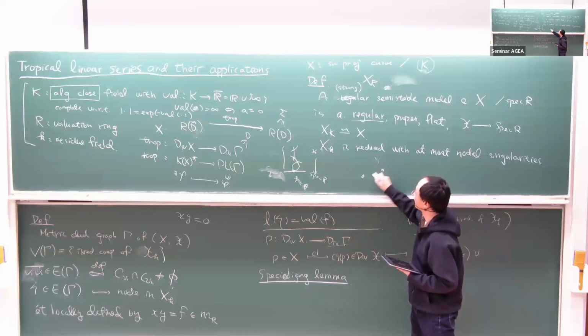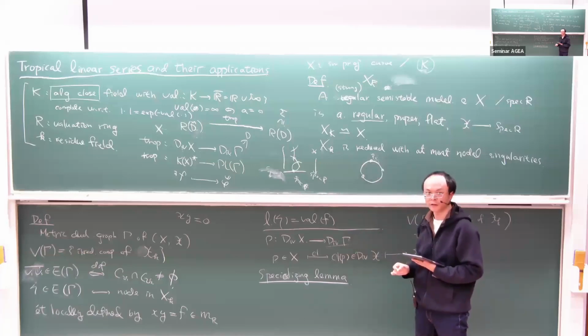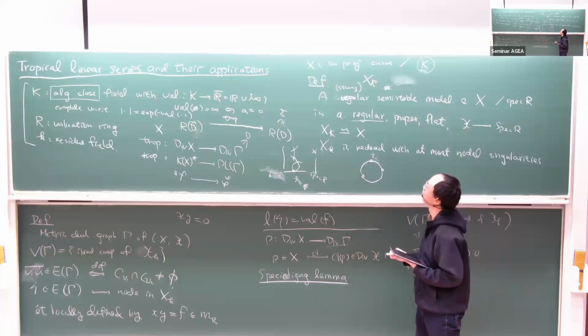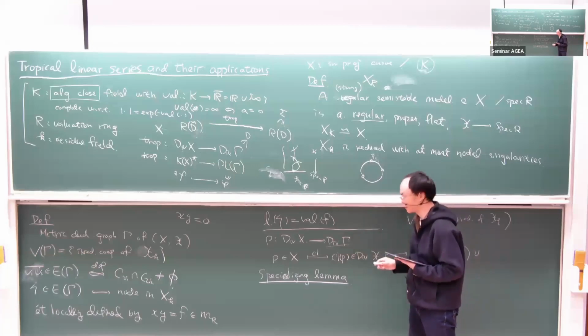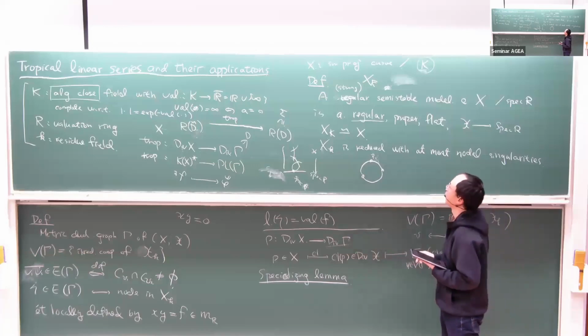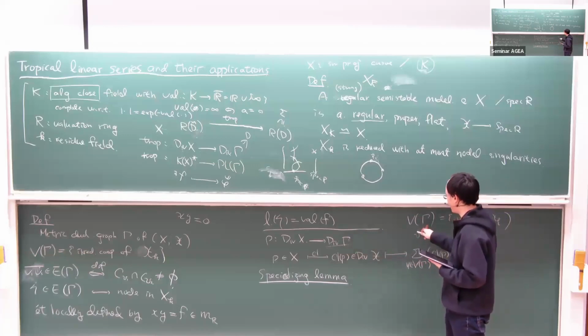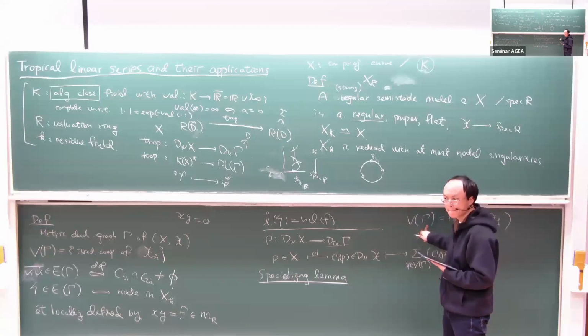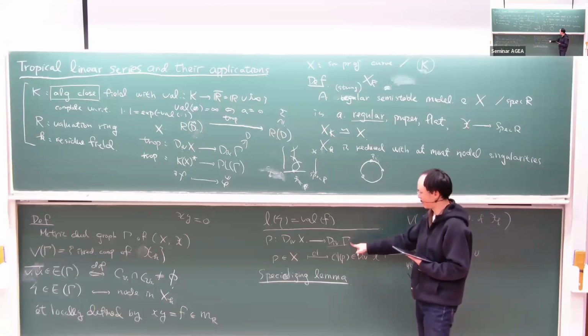So if you have, for example, a loop, this is also a divisor. So it's the R vector space generated by the vertices of gamma. You take the V of gamma as basis, and you take the R-span of this. But this is the abelian group. Yes, a vector space is in particular an abelian group.